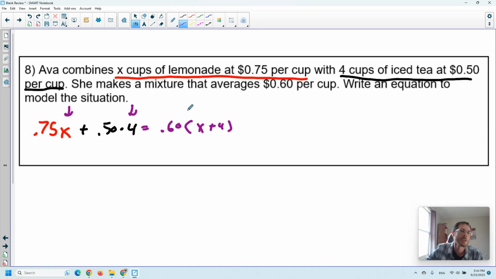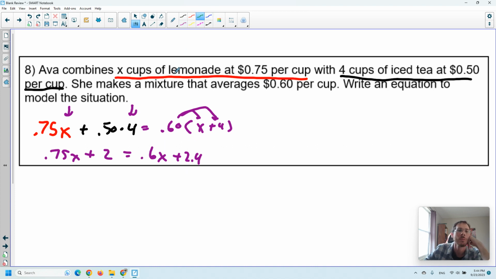So overall, we're going to have x plus 4 cups. So at this point, now it's kind of normal. We're going to go ahead and distribute. So 0.75x plus 2 equals 0.6x, 60 times 4 is plus 2.4. All right. So let's see. That makes sense. Let's just double check. That looks good.